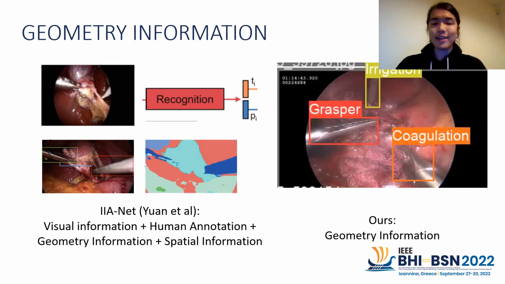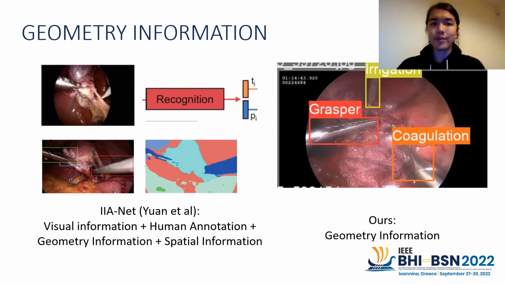On the left-hand side of this page, here are more details about Yuan's work. They not only used the visual information, but also used the recognition results for the current and previous instruments and phases, the bounding boxes of the surgical instruments, and the semantic segmentation maps for the surgical scenarios. This design can give their network multiple sources of information to have a more comprehensive understanding of surgical scenarios. But it will also increase the training costs.